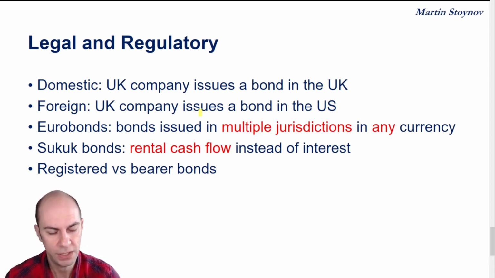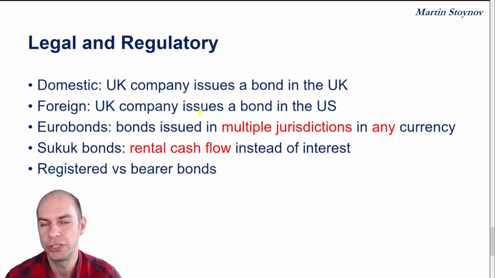The next type of bond is the sukuk bond, and this has to do with Islamic finance, with Sharia law. I'm not going to get into the detail of this here, but basically, as per Islamic finance, you cannot charge interest. So instead of charging interest, we are effectively rewarding the lender through rental cash flow. So the lender in this case is considered to be the owner for a period of time. So instead of getting interest, they get rental cash flows.